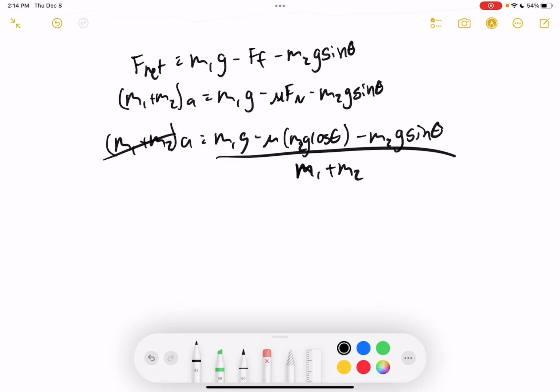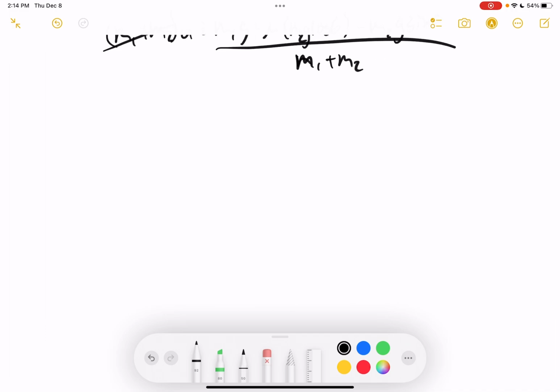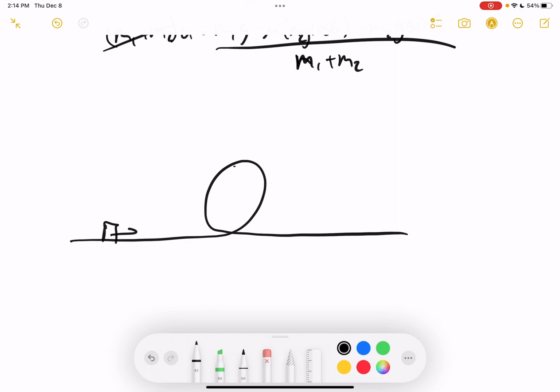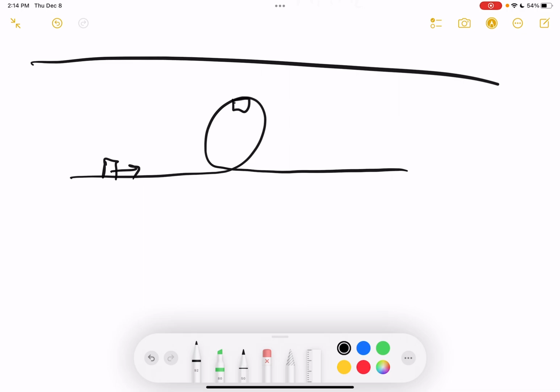Okay, one other thing I would like to go over is minimum speed. So let's say I have something like this, okay? And I have this block, okay? It's moving along, and it's going to go around this loop, okay? So this is an entirely new train of thought. And I want to know what's the slowest velocity it needs to have.